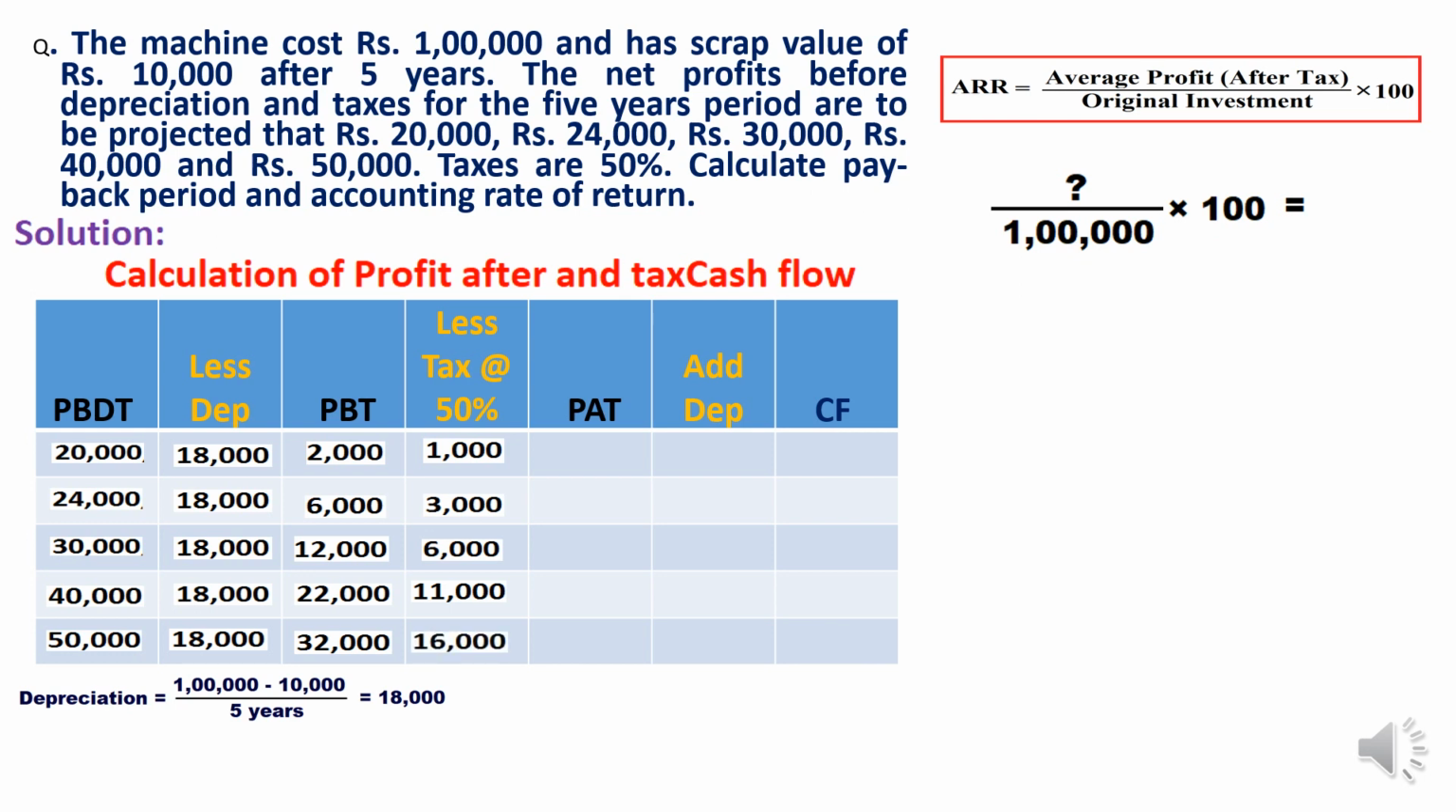We have calculated the taxation. Once you deduct this tax, you will get the profit after tax: 2,000 minus 1,000 is 1,000, 6,000 minus 3,000 is 3,000, then 6,000, 11,000 and 16,000. This is the profit after tax.